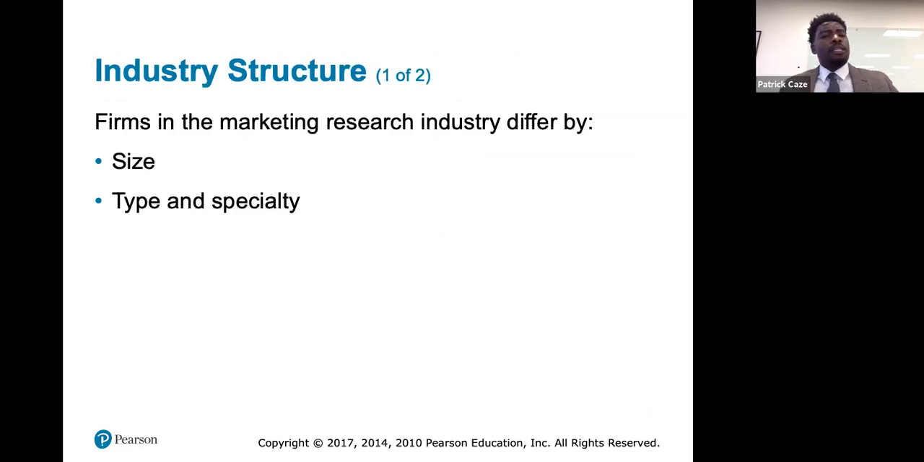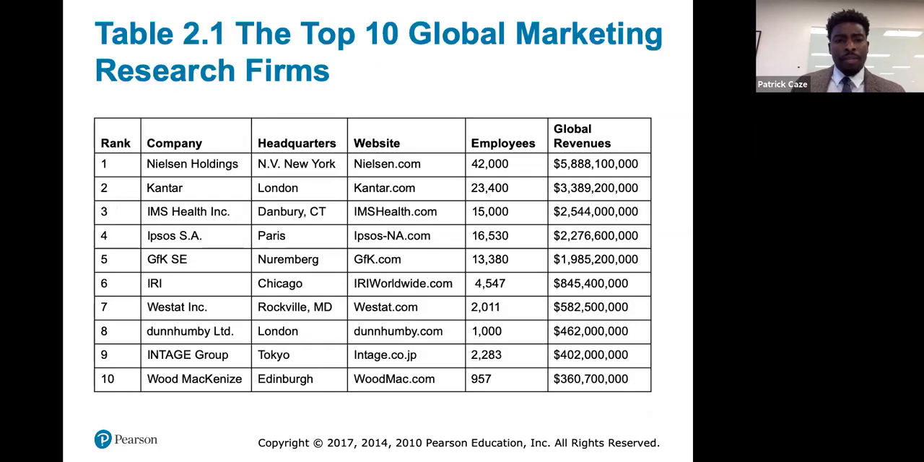Okay. So firms in the marketing research industry differ by size, type, and specialty. You can have big marketing research firms, small ones, medium-sized ones, and depending on their niche, what it is they're offering, they'll be associated with that particular thing. So the top 10 global market research firms include Nielsen Holdings, a pretty familiar one. I think all the other ones you probably wouldn't be familiar with unless you were in the industry. Nielsen Holdings is the only one I'm really familiar with, but that's not really of consequence. You look at the number of employees and how well they're doing, there's a lot of money in marketing research.